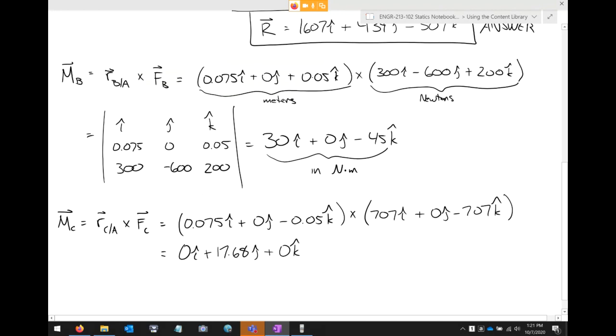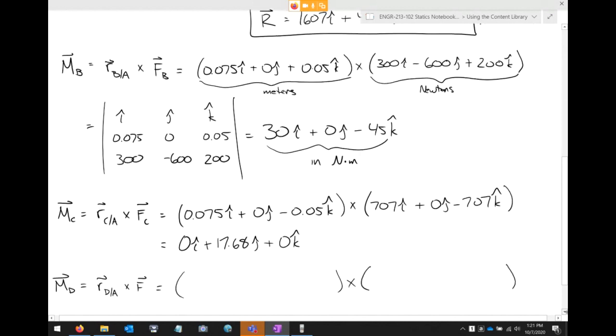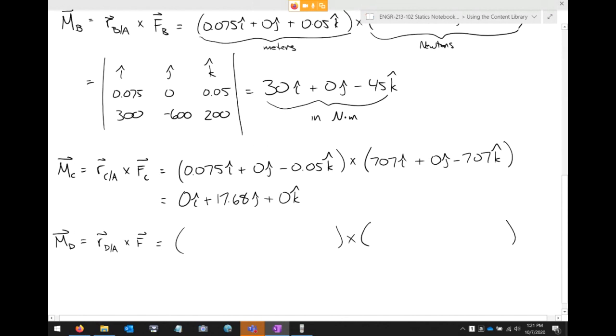And then MD, check your signs. MD, so R cross F. And so the R vector is, what is it? It's 0.1i minus 0.1j, and then it's plus 0k. Maybe I can give me a little more room there. And then it's 600i, and it's 1039j.